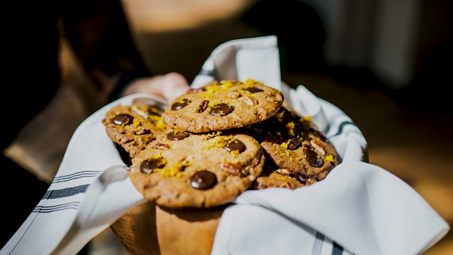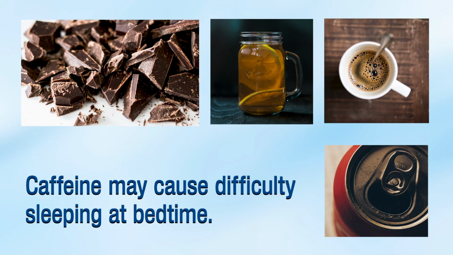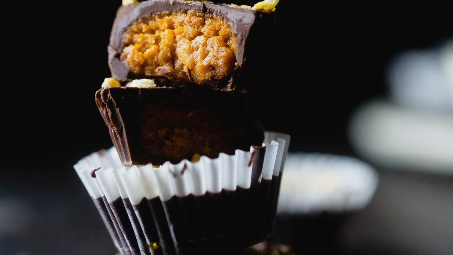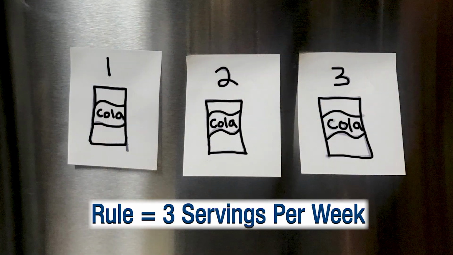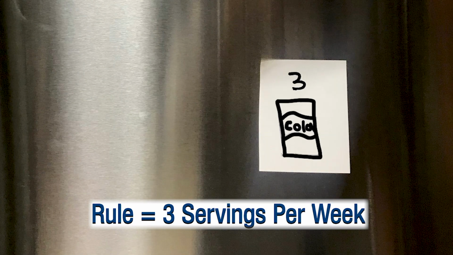Caffeinated foods or drinks like chocolate, coffee, tea, or soda may cause difficulty sleeping at bedtime. The effects of caffeine can stay in the body up to 12 hours. Some children sleep best without any caffeine in their diet whatsoever. If that's not possible, set limits on both the time of day and the amount allowed to try to lessen the effects. Communicate these rules to your child through a visual on the refrigerator or elsewhere in the kitchen.